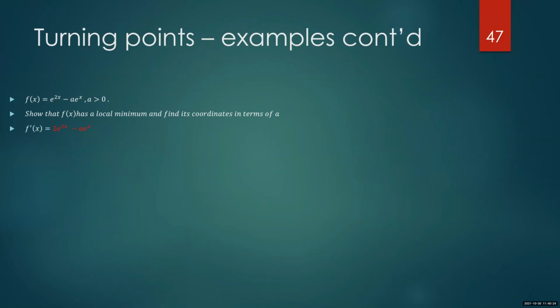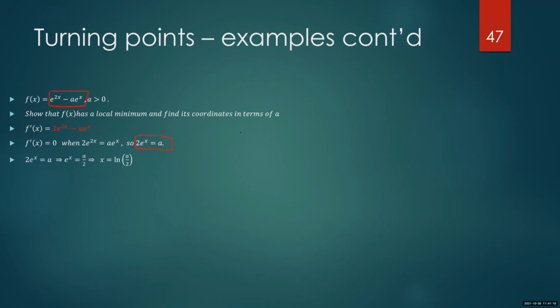So f dash of x is equal to 2e to the power of 2x minus ae to the power of x. Let me restart this. We're saying f of x is equal to e to the power of 2x minus ae to the power of x. When we differentiate that, f dash of x becomes 2e to the power of 2x minus ae to the power of x. So f dash of x is equal to 0 when 2e to the power of 2x is equal to ae to the power of x. And if we divide both sides by e to the x, we get 2e to the power of x is equal to a.